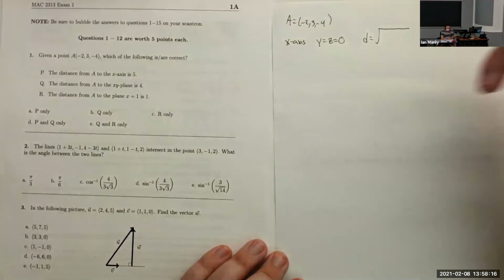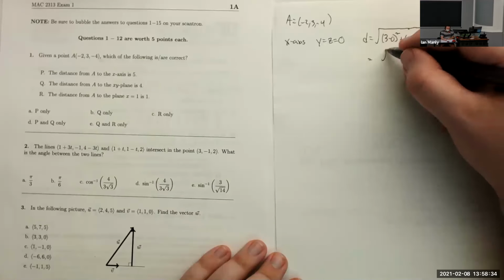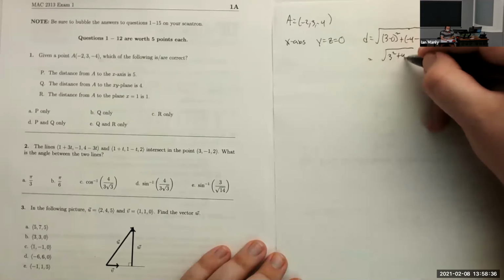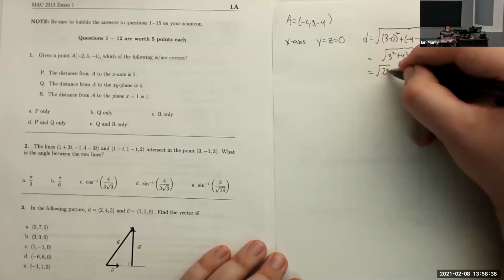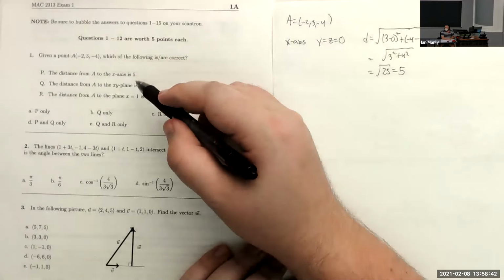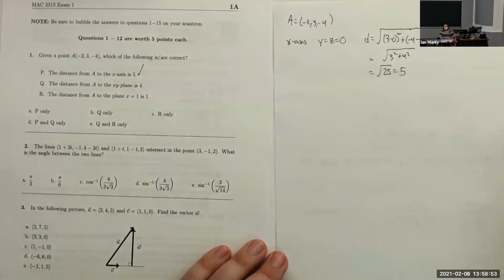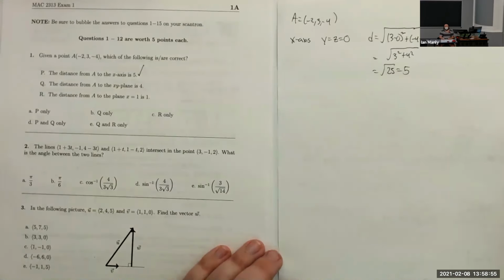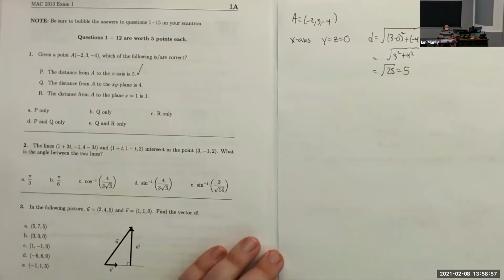So this is the square root of 3 squared plus 4 squared, which is √25, which is 5. It says the distance to this is 5, and that is absolutely true. So we know that only these answers could be correct because we know P is true. Don't forget to do things like that. Since a lot of this exam will be multiple choice, use basic logic to help narrow down your answers in case you do run out of time.